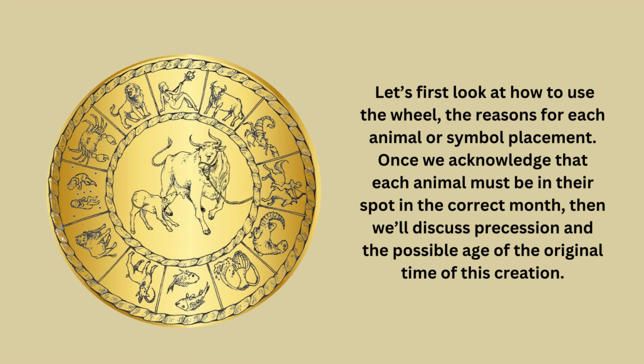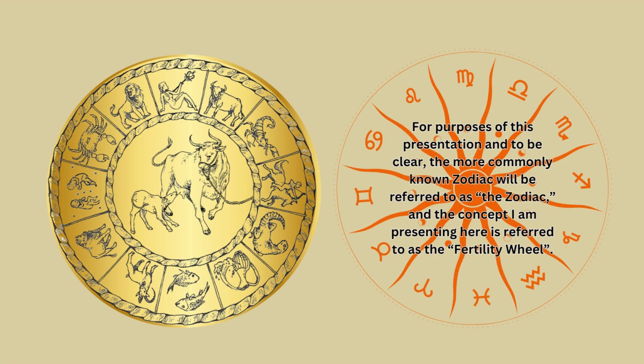Let's first look at how to use the wheel, the reasons for each animal or symbol placement. Once we acknowledge that each animal must be in their spot in the correct month, then we'll discuss precession and the possible age of the original time of this creation. For purposes of this presentation, and to be clear, the more commonly known zodiac will be referred to as the zodiac, and the concept I am presenting here is referred to as the fertility wheel.